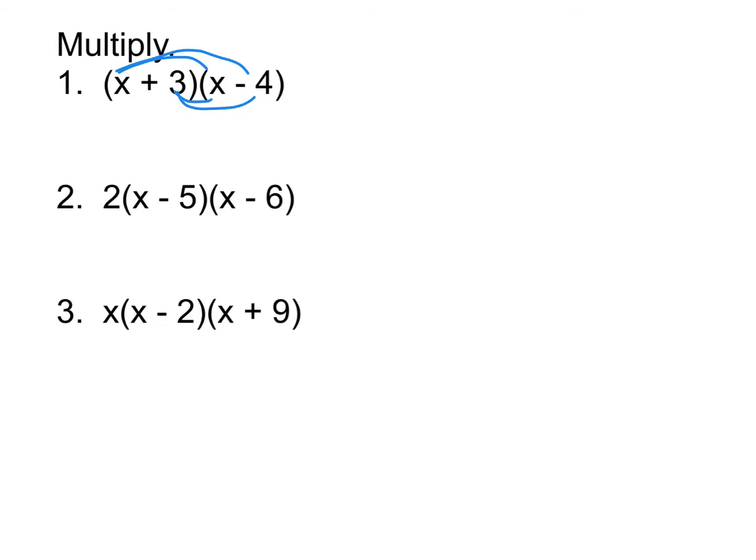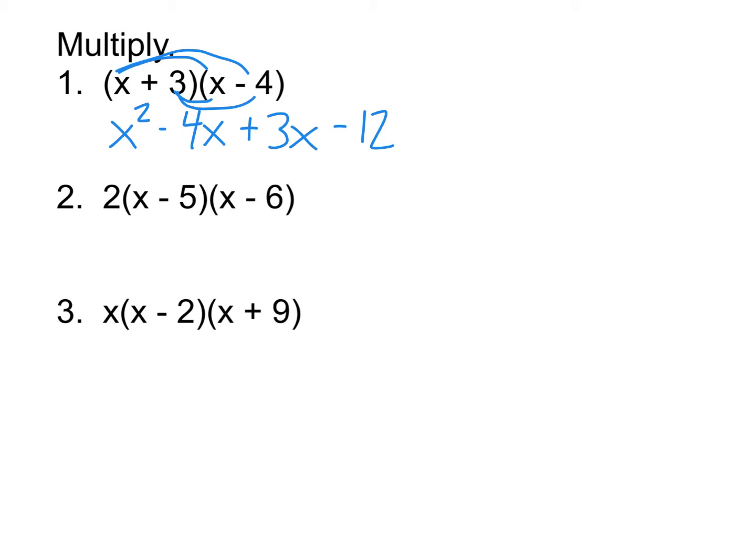So for our first problem here, for number 1, we're going to do x times x, which gives us x squared. Then we do x times a negative 4, so that's going to be minus 4x. Then we have 3 times x, so that's going to be a positive 3x, so plus 3x. And 3 times negative 4 is negative 12.